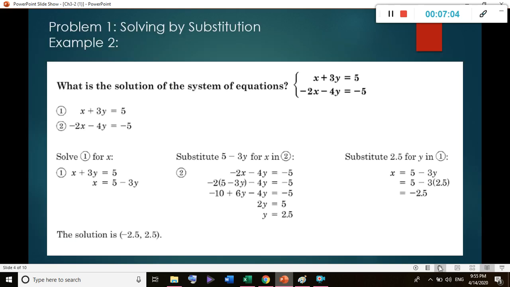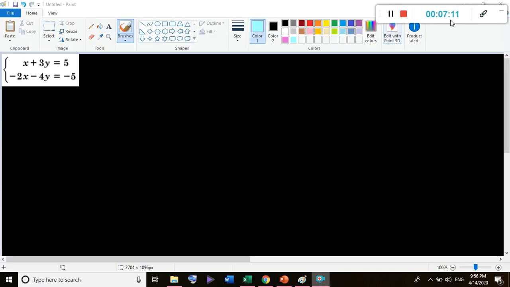Okay, let's have another example here. What is the solution of this system of equations? Okay, let's solve it now. Let's start solving. Let's take the easier one. Here, let's have x equals instead of y equals. So we're going to change this equation. We're going to solve for x.